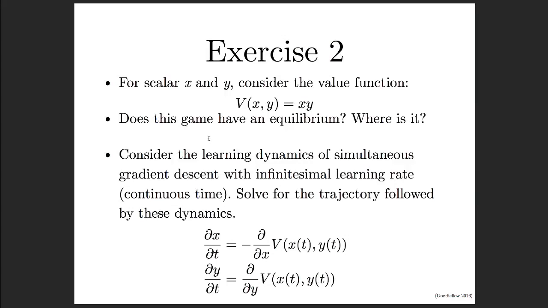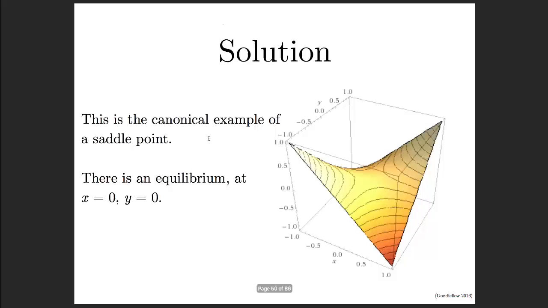So the solution to this exercise, where we're looking at the value function of x times y, where x and y are just scalars. There is actually an equilibrium point where x is 0 and y is 0. When they're both 0, each of them causes the gradient to go away on the other one.